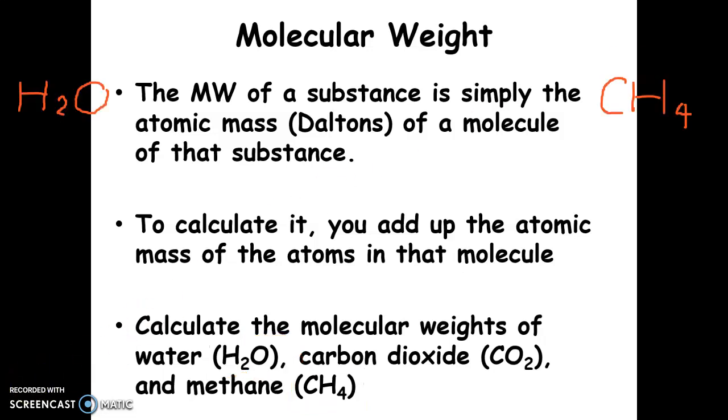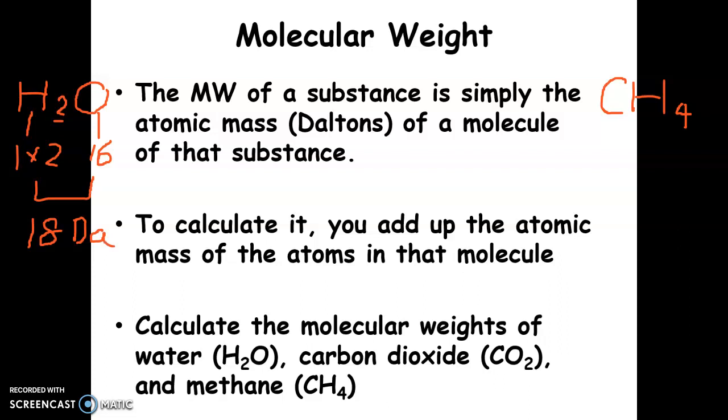Okay, now let's check your answer. For H2O, if you look at your periodic table, you'll know that hydrogen atomic mass is 1 Dalton. And since we have 2 of those, we have to multiply that by 2. And we just did oxygen, and oxygen is 16, right? So then when you add these two numbers together, the molecular weight for water should be 18. Remember, unit is always Dalton because it's same as the atomic mass.